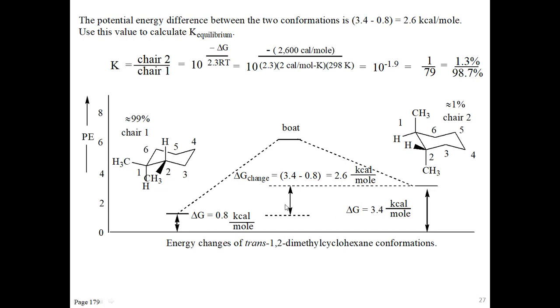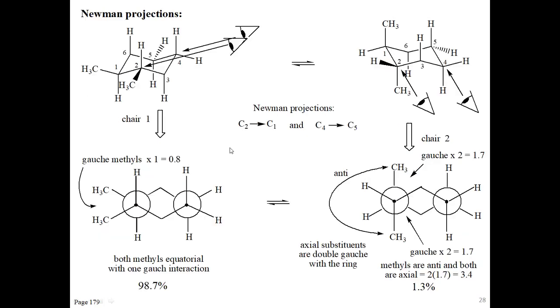Remember, it's uphill about 6.4 or so to the boat. And the difference is 2.6 kcals. All right, so that's the way the problem would look if they were both methyls and if they were on the 1,2 position.